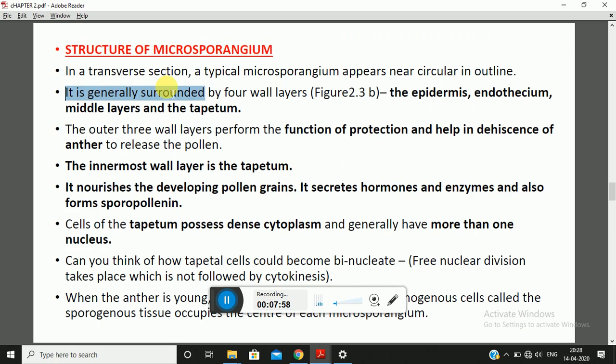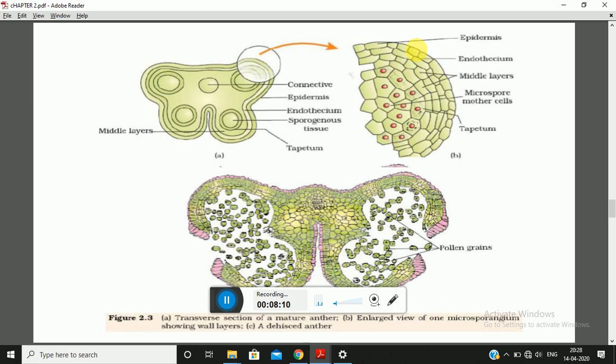Now, the structure of the microsporangium consists of four layers. There are four different layers present in the microsporangium. If you see from outside towards the inside, the outermost layer is the epidermis, which is followed by the endothecium. Then there are 1 to 3 layers of middle layers, and the innermost layer is known as the tapetum. Once again I'll repeat, the microsporangium has four layers.